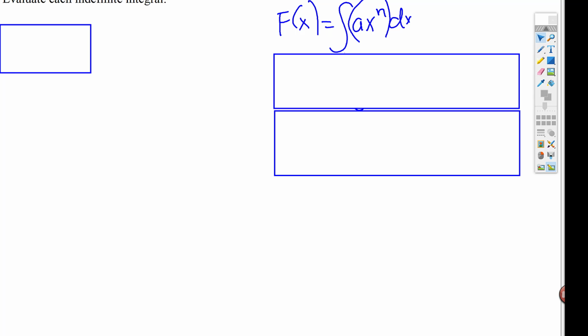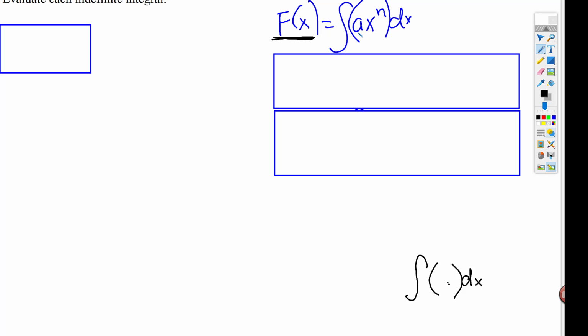Okay, now we are beginning anti-differentiation. Now we're finding an integral. You use uppercase F of x is equal to the integration symbol accompanied with a dx, or a dy or a dt or whatever the variable is.